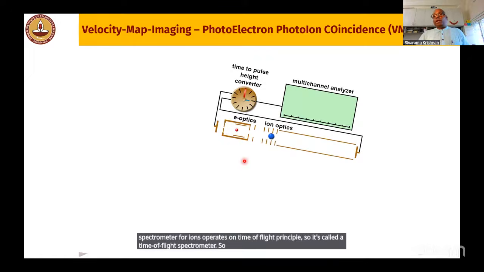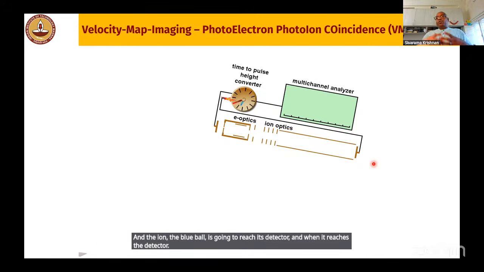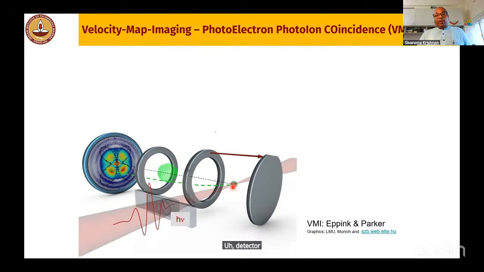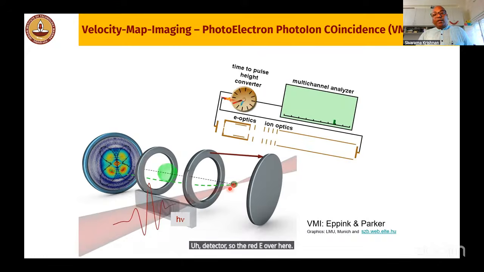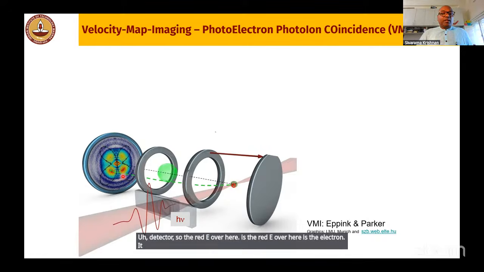In this view graph, it's clear that the red electron ball flies fast and starts a clock. And the ion, the blue ball, is going to reach its detector, and when it reaches the detector, we have a click. That is how the time of flight of the ions is measured. Now, not only can we do this, the electrons reach a position sensitive detector. The red E here is the electron. It follows a green trajectory and reaches the position sensitive detector plate, which is like a camera.